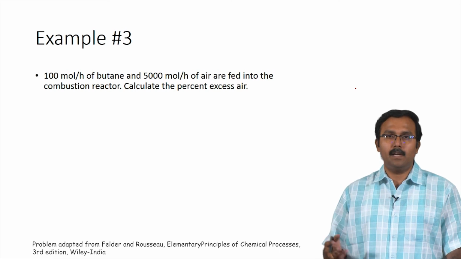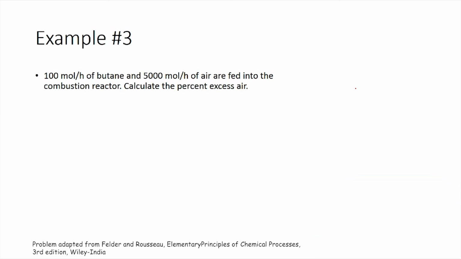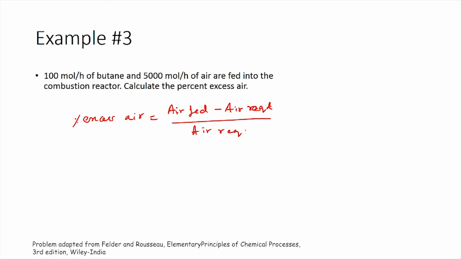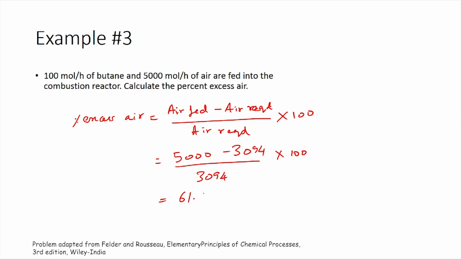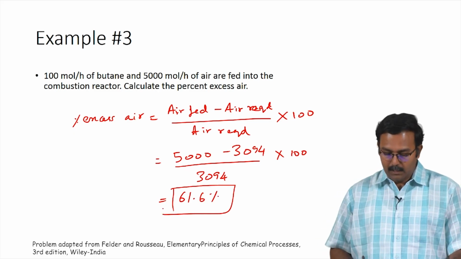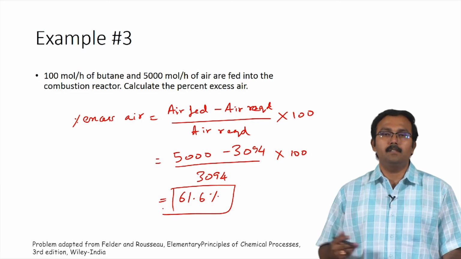Now that we know the theoretical requirement of air, we need to calculate the percentage excess of air. So, percentage excess of air can be calculated as follows. Percentage excess of air would be equal to air fed minus air required for theoretical complete combustion, divided by air required, times 100. So, this would mean 5000 moles which is actually fed per hour minus 3094 moles which is required per hour, divided by 3094 moles that is required, times 100, giving you a percentage excess of 61.6%. So, with this we have calculated the percentage excess air that is being supplied to the system.